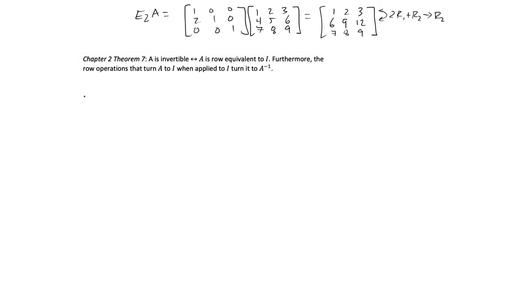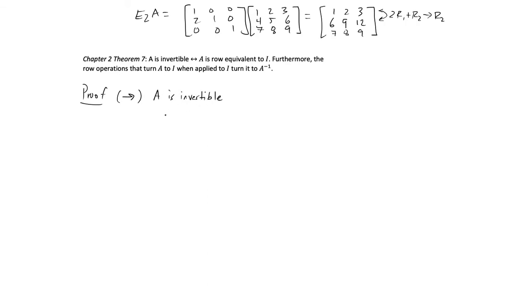And so when we go through the proof here, we're going to prove both directions. I.e., we're going to start with A is invertible and show that it proves that A is row equivalent to the identity. And then we'll start with A is row equivalent to the identity and show that A must be invertible. So we'll start with this direction. So we'll start with A is invertible.